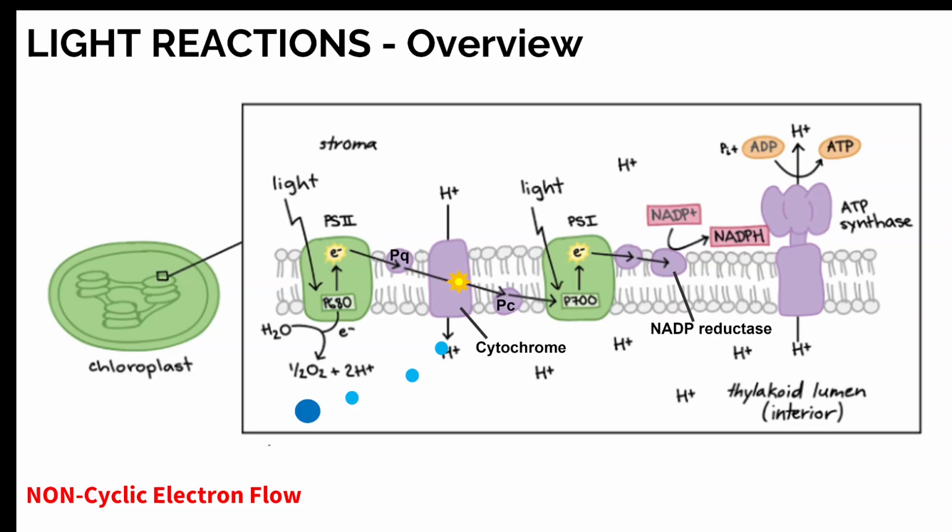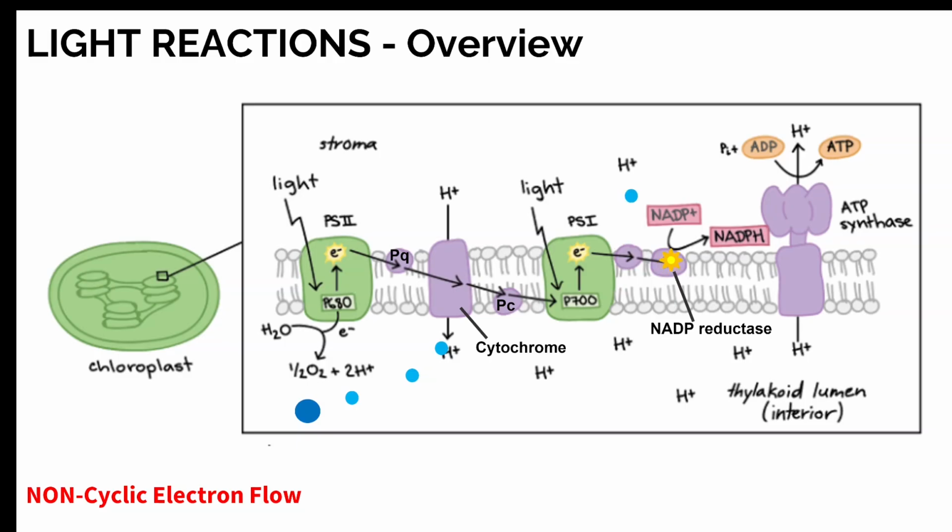He's going to go through another peripheral protein called plastocyanin, and then he's going to approach another cluster of proteins called photosystem 1. And once again, we're going to have light energy activate that chlorophyll, and then it's going to excite that electron. Now, this electron's in an excited state. We're going to pass it on to the next thing. We're going to pass it on through another peripheral protein called NADP reductase.